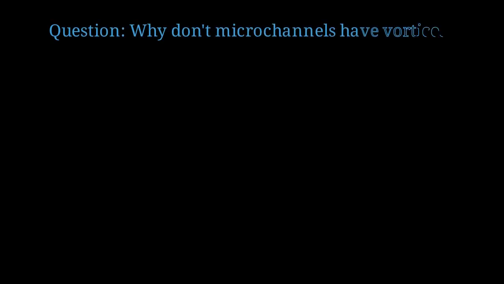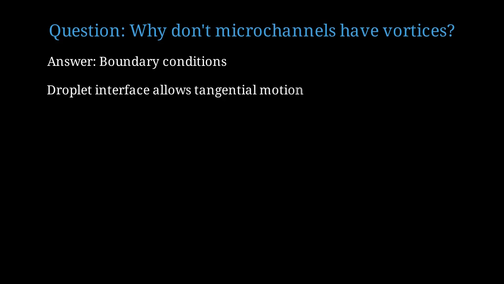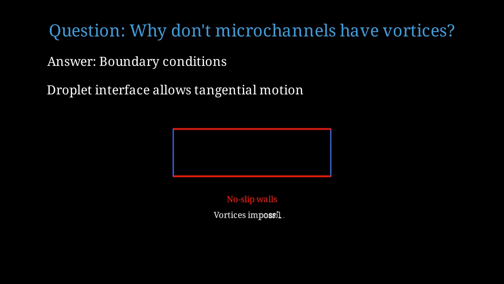You might ask, if droplets can have internal vortices at low Reynolds number, why don't we see vortices in microchannels? The answer is boundary conditions. A solid wall imposes a no-slip condition that completely prevents vortex formation. But a droplet interface is not rigid. It allows tangential motion. The fluids can slip past each other at the interface, which is what drives the internal circulation. In a solid channel, the walls enforce no-slip boundary conditions. No vortices can form. The flow must be parallel near the walls.